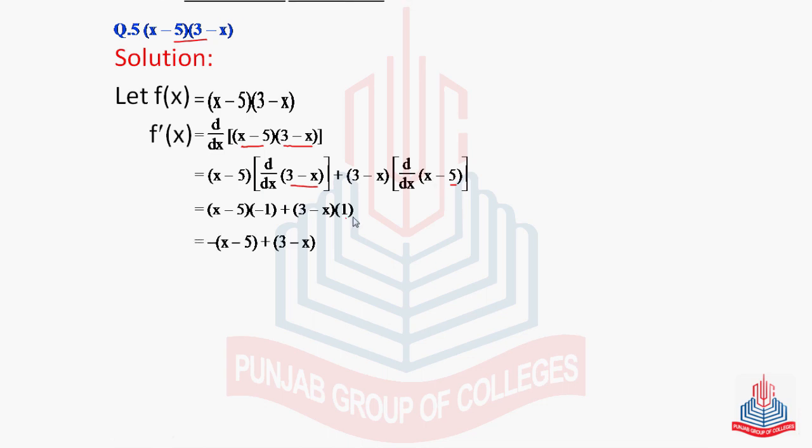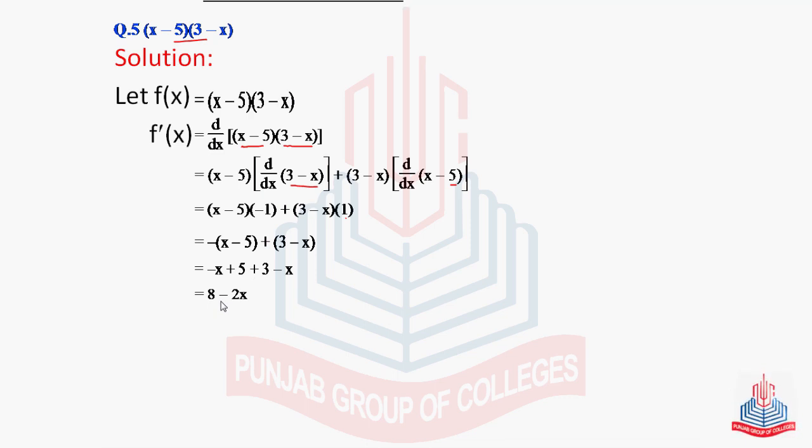So we simplify this result. Minus into (x minus 5) plus 1 into (3 minus x), which will be 3 minus x. So minus x plus 5 plus 3 minus x. Minus x minus x will be minus 2x, and 5 plus 3 will be 8. So this is actually the final answer of the given question.